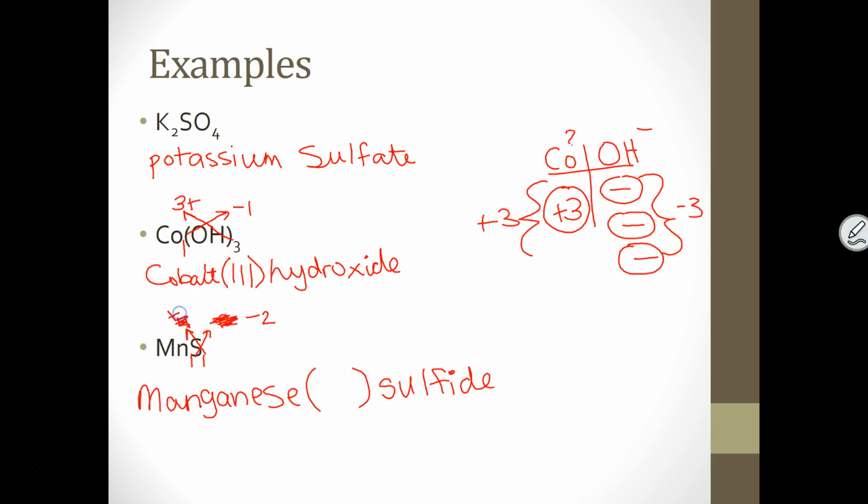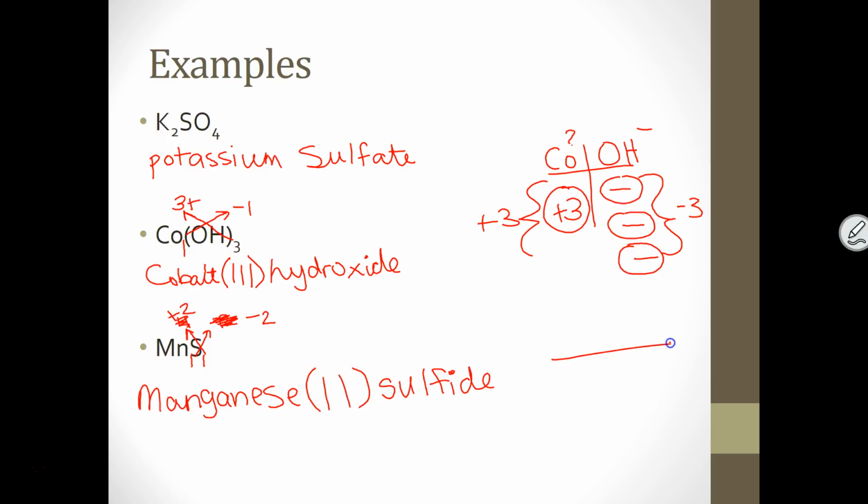But why is it that it wasn't written as Mn2S2? Well, the reason why is because remember with crisscross, you have to reduce the subscripts. And so if you were to do the crisscross with this, you would have gotten Mn2S2, which would have reduced to MnS. So the charge here for manganese is actually 2, not 1.